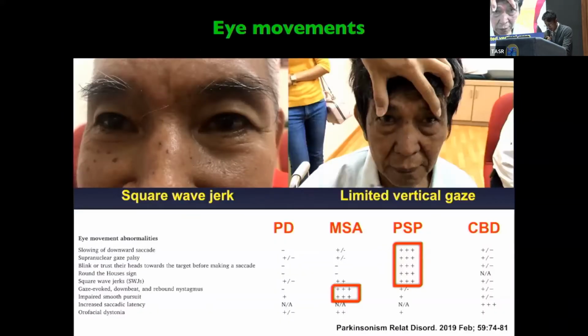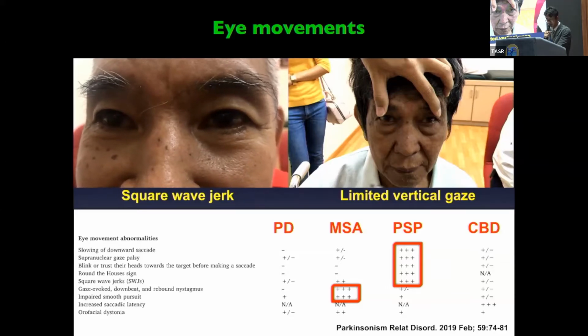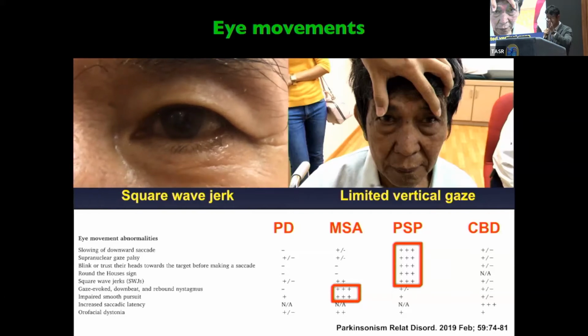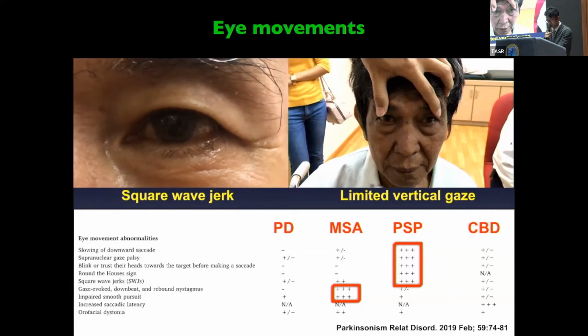So the eye movements, I would say that the majority of the time, the abnormal eye movements would be in cases of PSP, progressive supranuclear palsy, where they may have slowing of the downward saccade, supranuclear gaze palsy, the vertical eye movements, round the Hauser signs, square wave jerks. In MSA, you may have gaze evoked downbeat and rebound nystagmus, and you may have impaired smooth pursuits. So this is an example of square wave jerks. You ask the patient to look far and you see this saccadic movement.